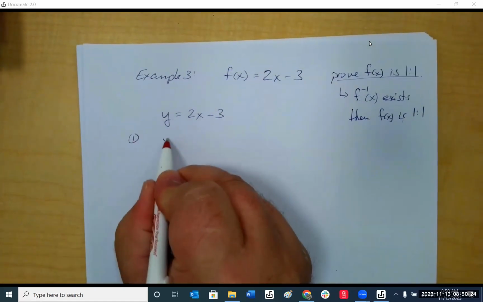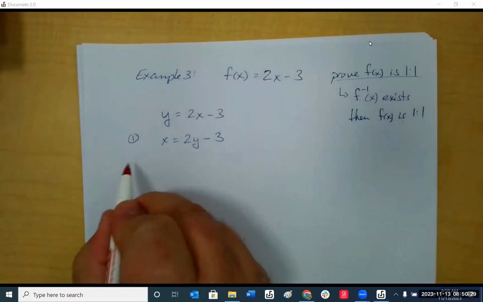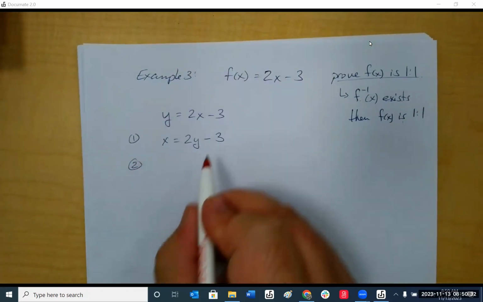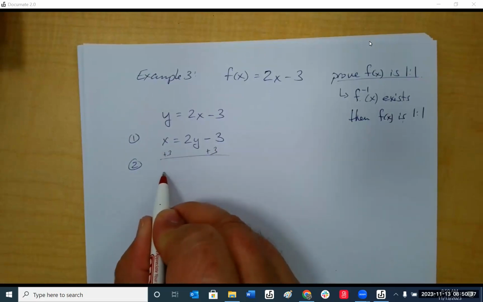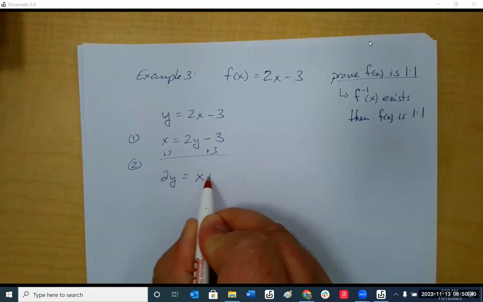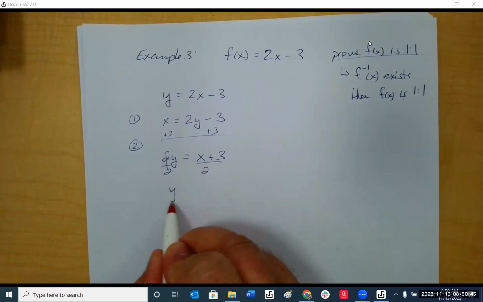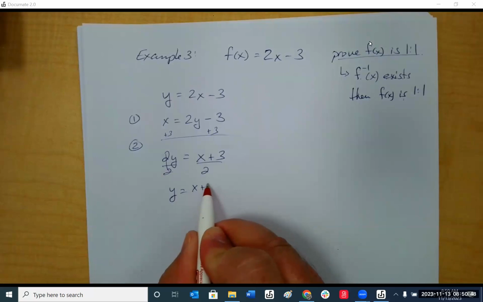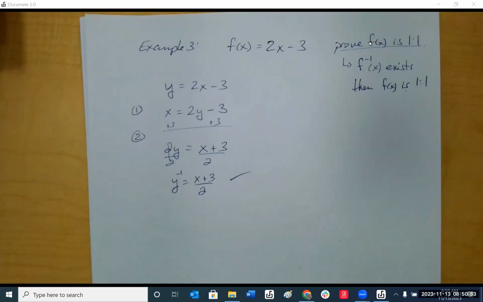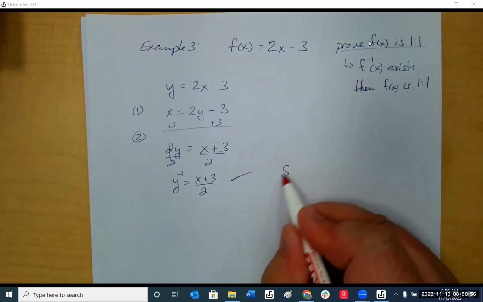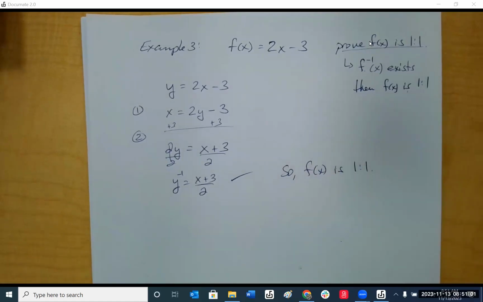First step, switch x and y. Second step, can we solve for y? So we have 2y equals x plus 3. And that's my inverse. The inverse exists. So f of x is 1-to-1. That's all you have to do.